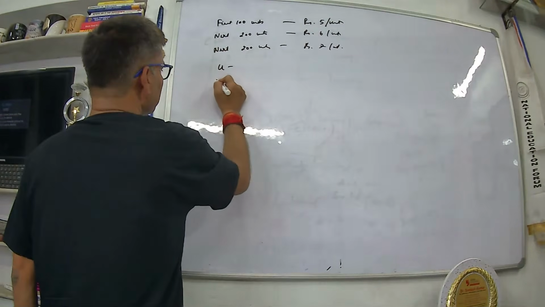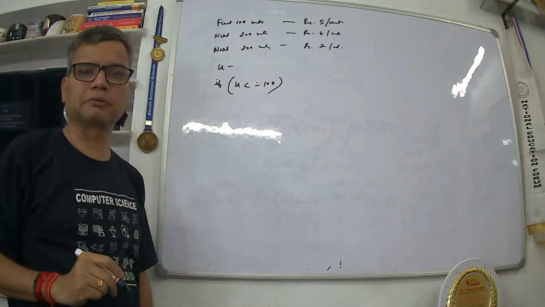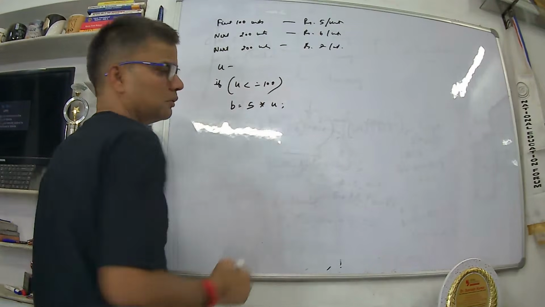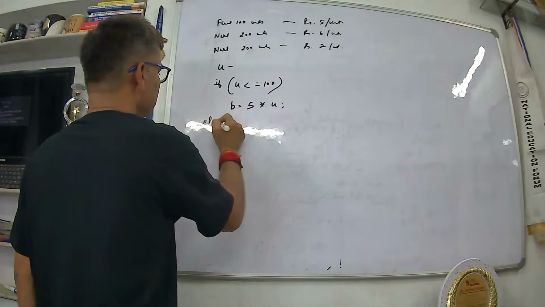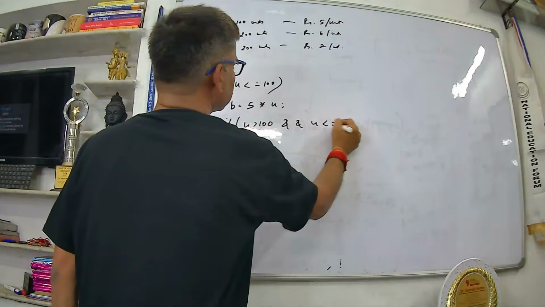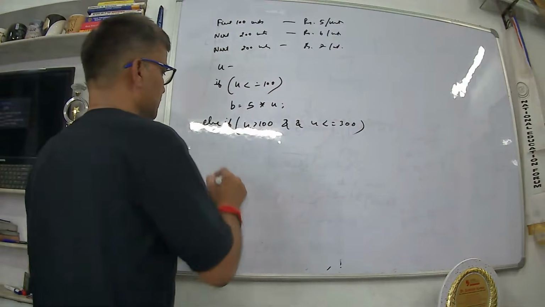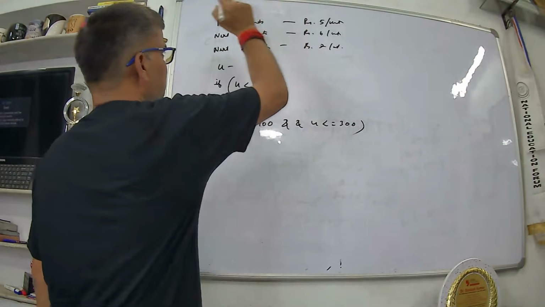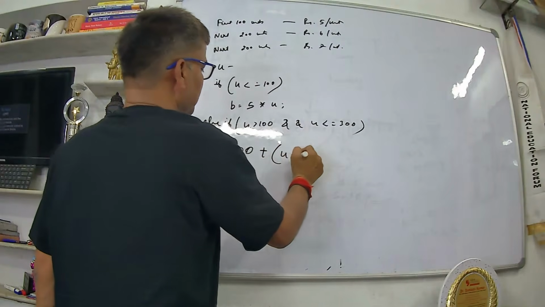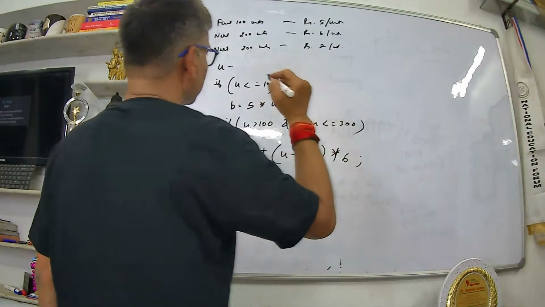If u is less than equal to 100, what happens? b equal to 5 into u. Else if u is greater than 100 and u is less than equal to 300, in that case b is equal to, now you see, for the first 100 units he is already paying rupees 5 per unit, so 500 plus (u minus 100) multiplied by 6.